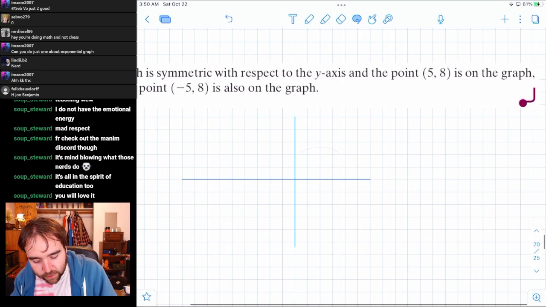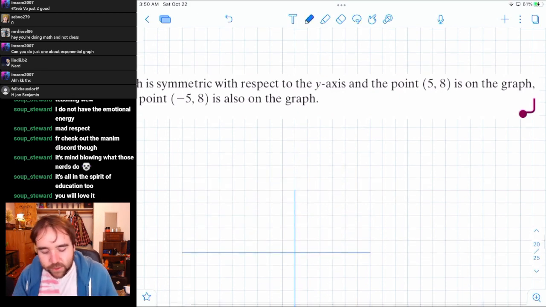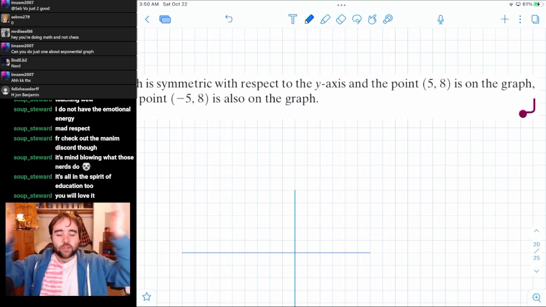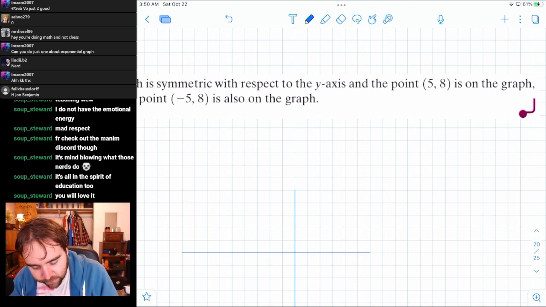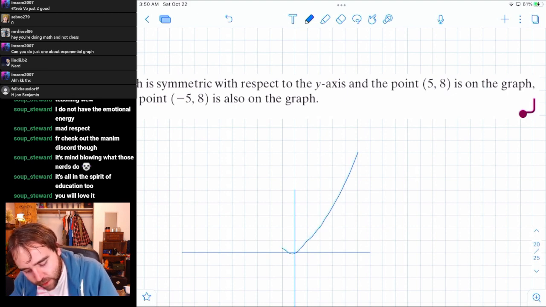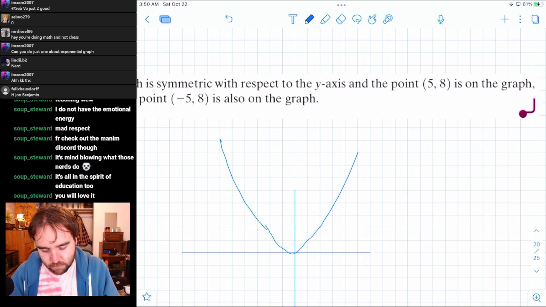Let's move our graph down a little bit so we have some more room. And so they tell us it's symmetric about the y-axis. So just like with the x-axis, that means if we fold it over the y-axis, it lands back in on itself. And they tell us it goes through the point (5, 8). So let's do our best to do something that has y-axis symmetry and then goes through the point (5, 8).